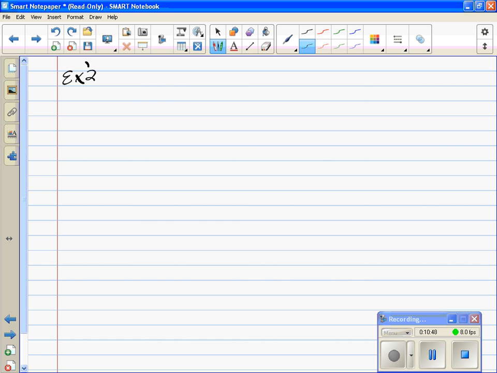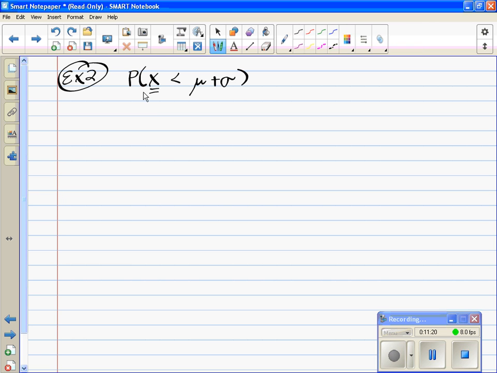So, for example, this is what you're going to see on the homework. Example 2. You're just going to see some mess like this: P(X < μ + σ). That's what you're going to see. Now, that looks like a foreign language, doesn't it? All that's saying is find the probability, that's what the P stands for. What's the probability that a random value for a normal distribution is less than the mean plus a standard deviation?